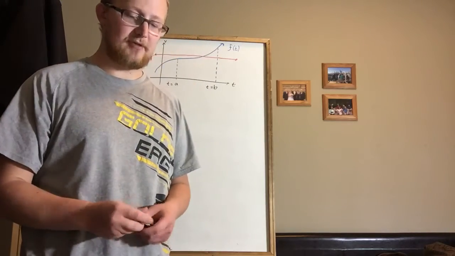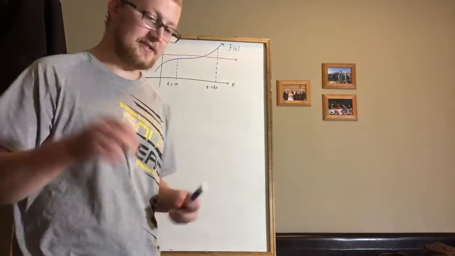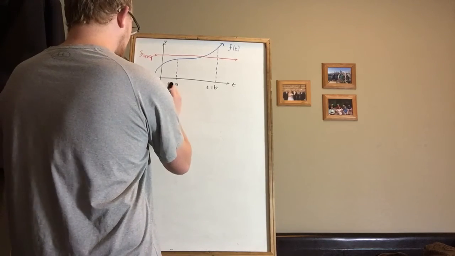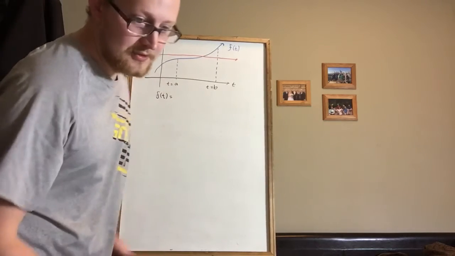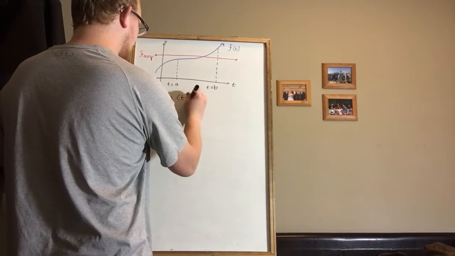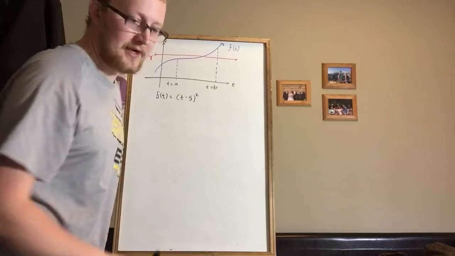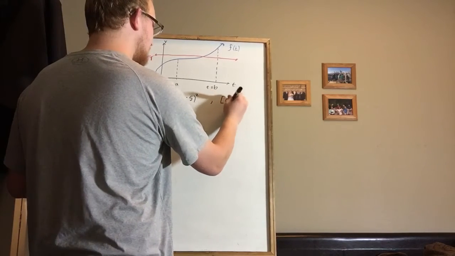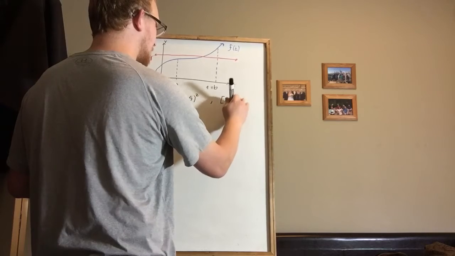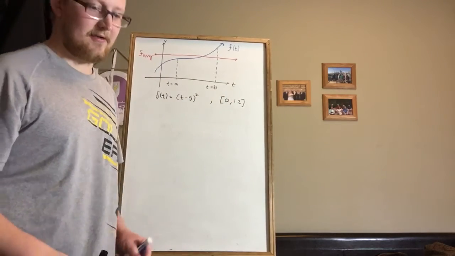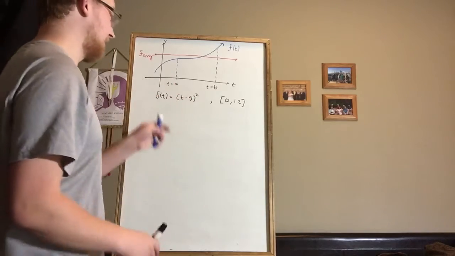Alright, this is an average function problem. It states that the function of t, f of t, is equal to (t − 5) squared, and that we're interested in the interval 0 to 12. And I would just like to show where the formula comes from.